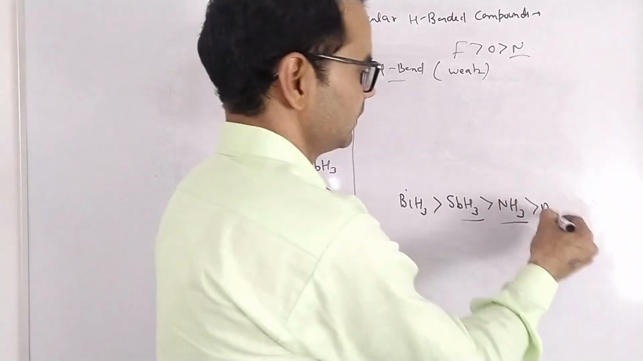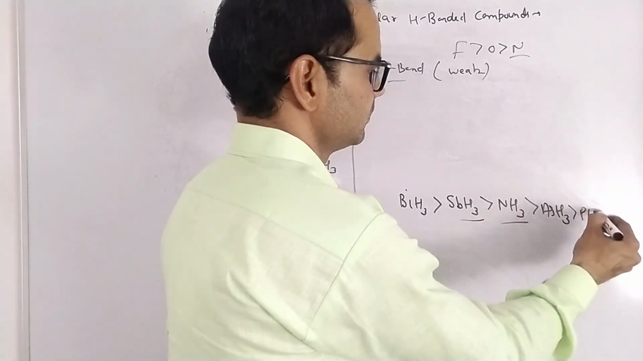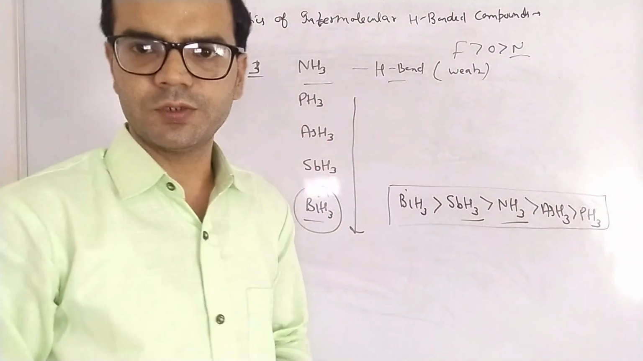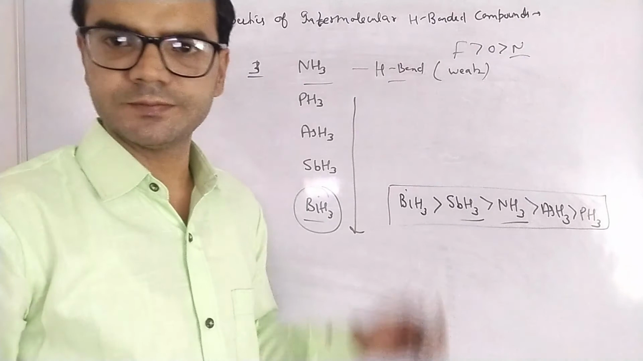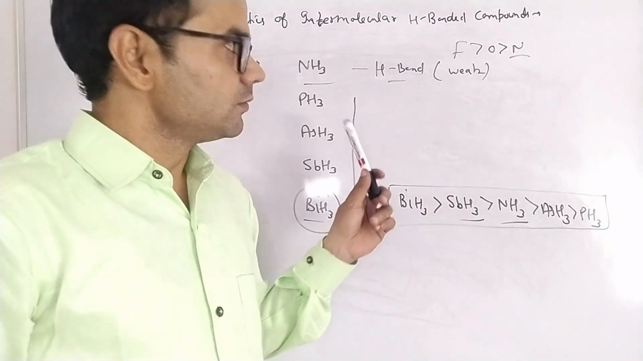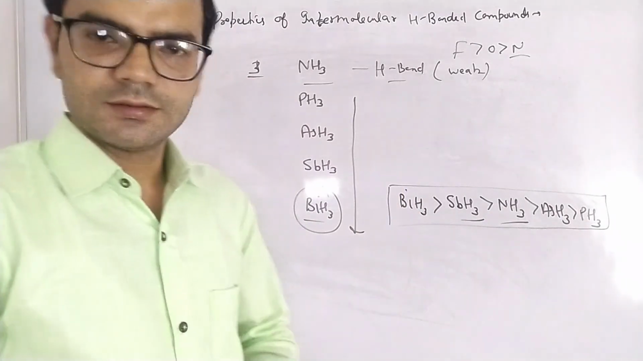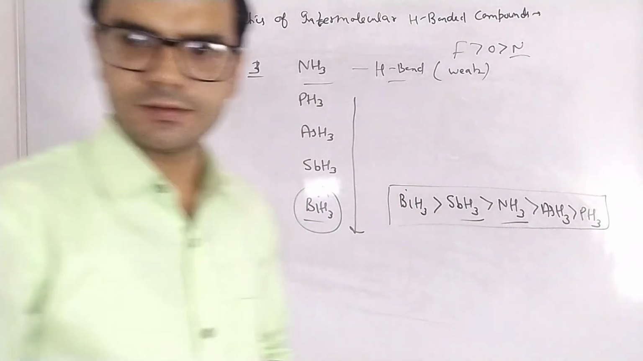Next, arsenic. These are the three important questions related to boiling point and hydrogen bond. Right? That is for hydrogen bond.